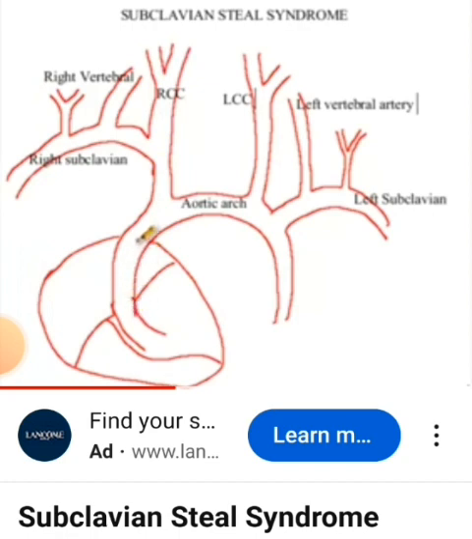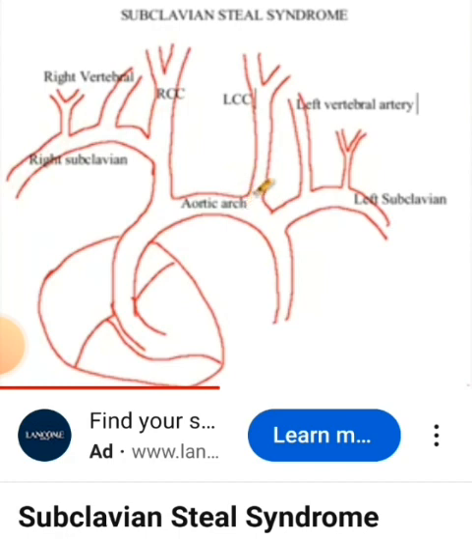This is the ascending aorta. This is the arch of the aorta, and this is the descending aorta. This is the brachiocephalic trunk, which gives off the right common carotid artery and the right subclavian artery. You have the right vertebral artery here. This is the thyrocervical trunk. This right subclavian artery later becomes the axillary artery, which later forms the brachial artery.